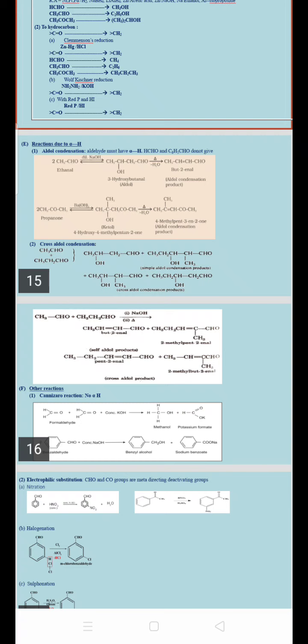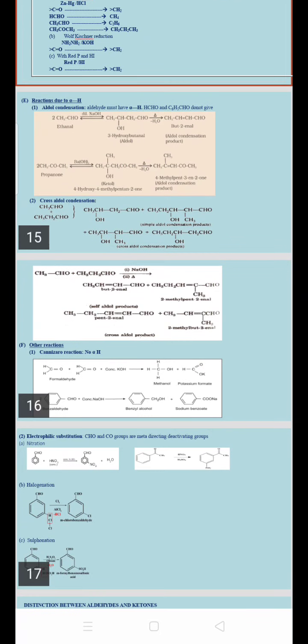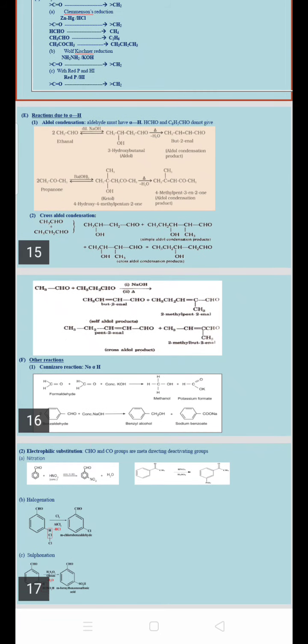These are Greek letters: alpha, beta, gamma, delta. They are designated for carbon atoms which are located next to the functional group. Since aldehydes and ketones have alpha hydrogen, it means the hydrogen attached to the carbon next to the functional group, I am going to call alpha hydrogen. Now what is the role of this alpha hydrogen? These alpha hydrogens of aldehydes and ketones are acidic in nature.